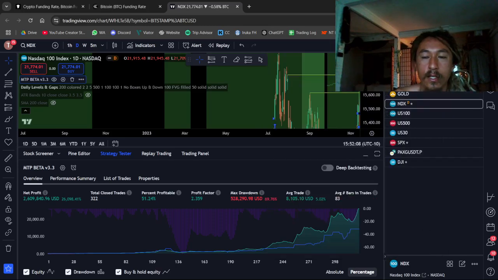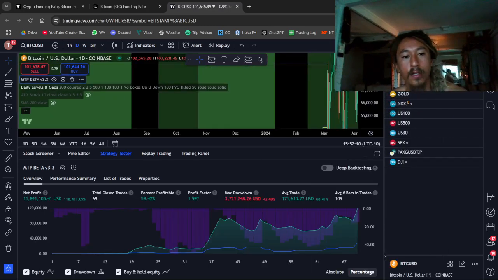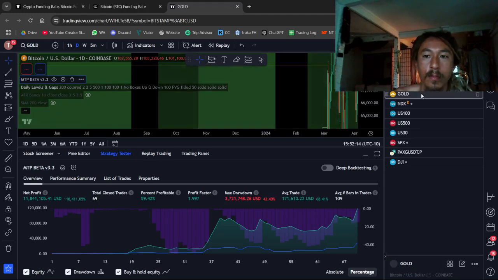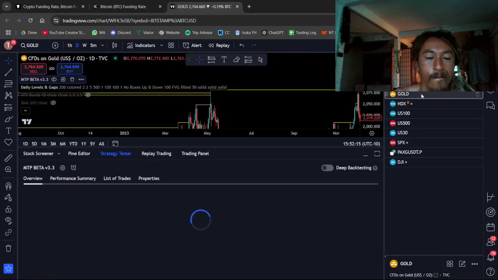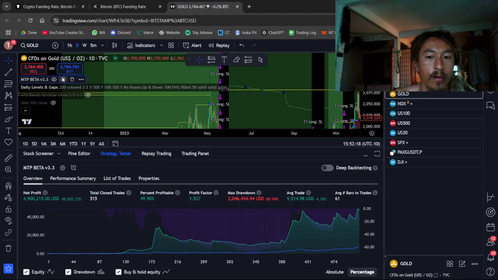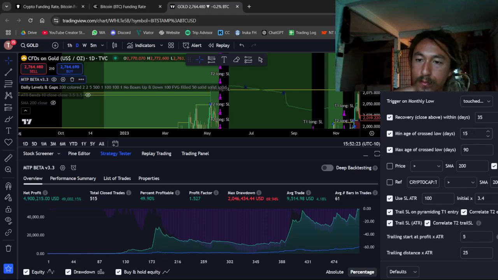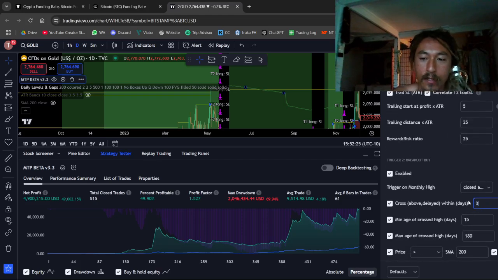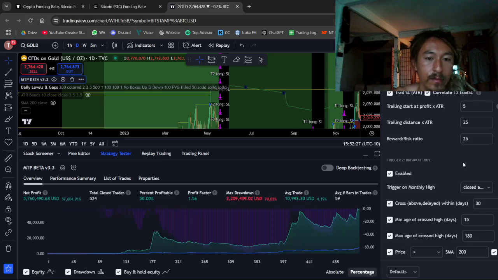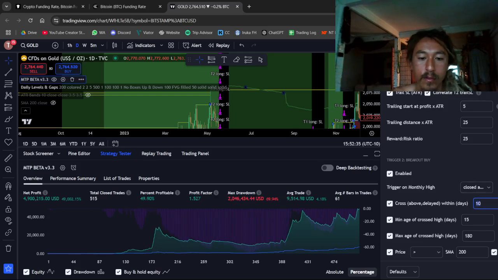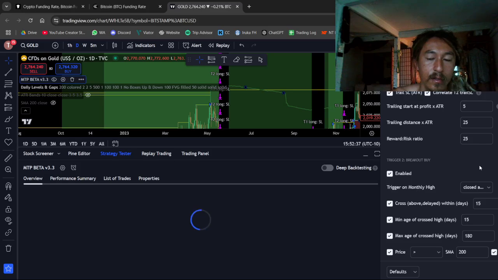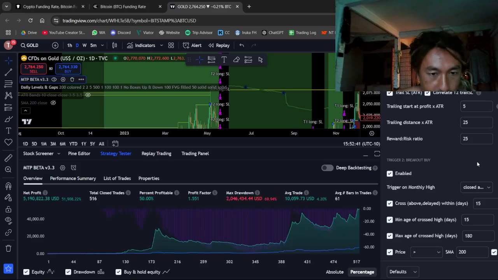So let's go look back at Bitcoin and gold and see if 10 makes things better or not. For Bitcoin, it looks like no, but okay. So we're on gold. I have this at 10. Let's put it back to 30. 30 is definitely better. About 15. And then we're going to dig in and look at the trades again. Okay, 15 works.